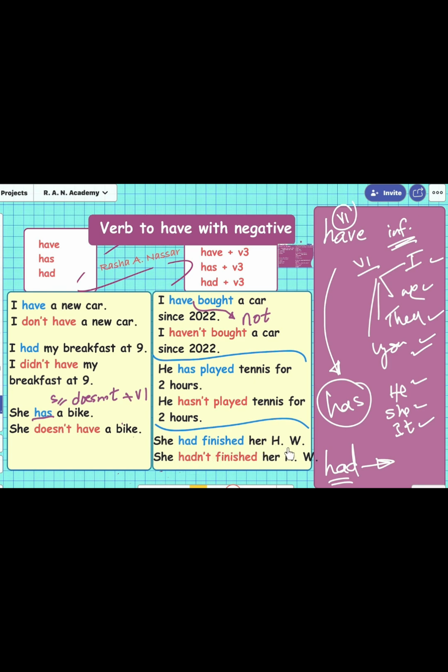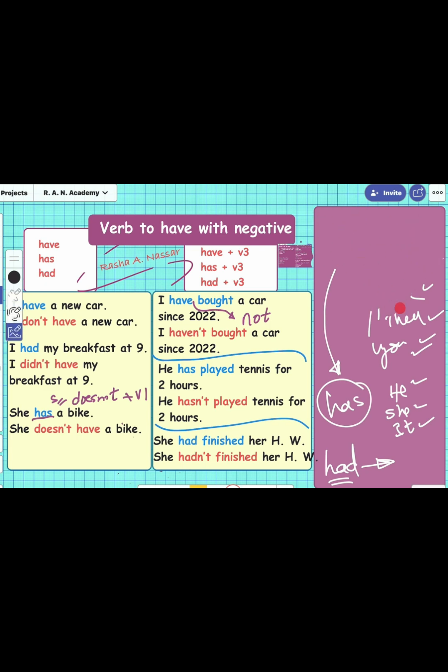She had finished her homework. Change the sentence into negative. So I have to look at the verb. Do you have one verb or two verbs? Here you have one verb: have, had, has. But here you have two verbs, had and finished. So when you have two verbs, had finished, you have to change the sentence into negative by adding not after the first verb. So I will say, she hadn't finished her homework yet. Right? Okay.